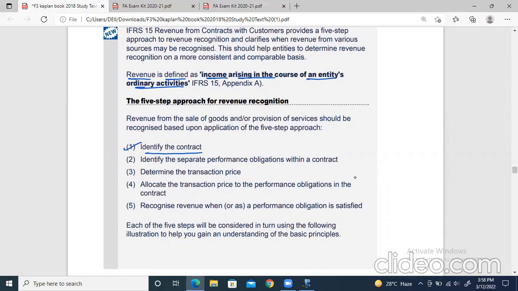First of all, before doing anything else, we have to identify what we are actually selling, right? Now, the second thing: identify the separate performance obligations within a contract. So let's say I am selling you the F3 course and I am demanding a price. What am I giving you? What performance obligations am I satisfying?